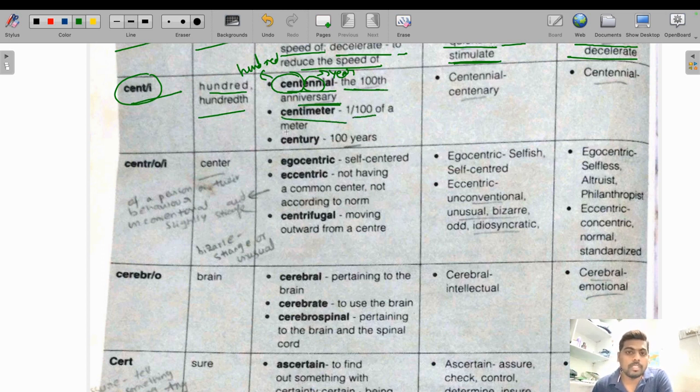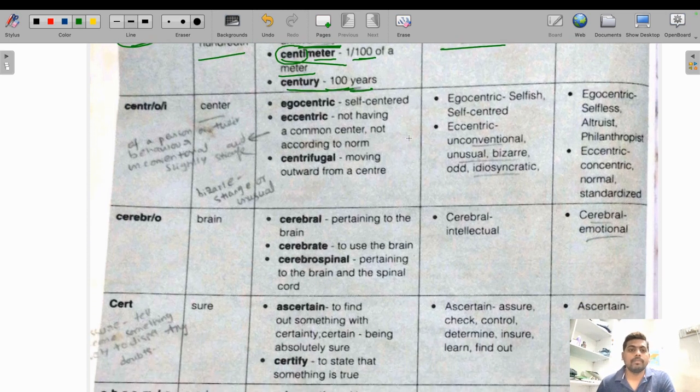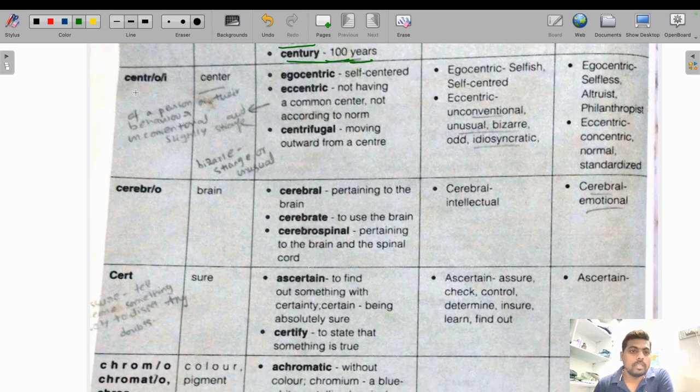And centimeter means 100th of a meter, because centi means 100th. So 100th of a meter is centimeter. Next one is century. Century means 100 years. Coming to the synonyms, the synonym of centennial will be centenary. Now coming to the next word, it is centro.